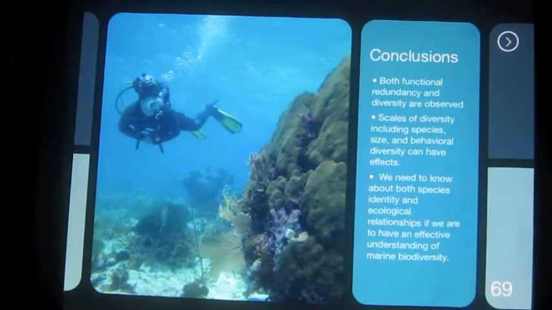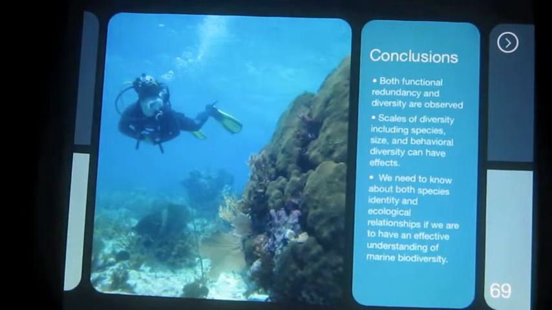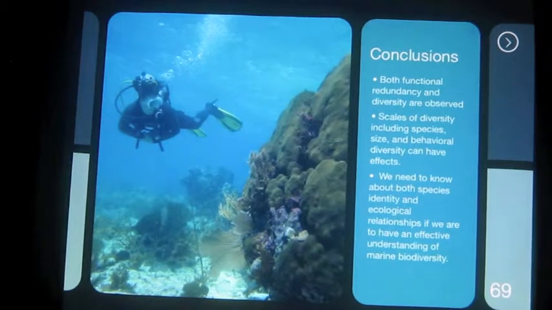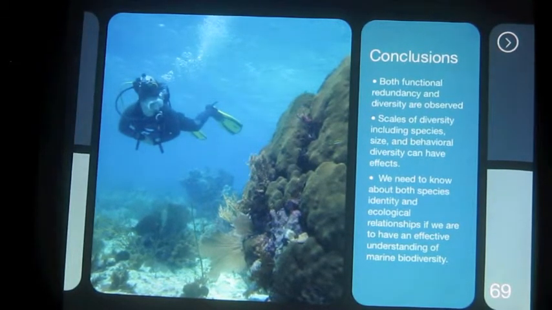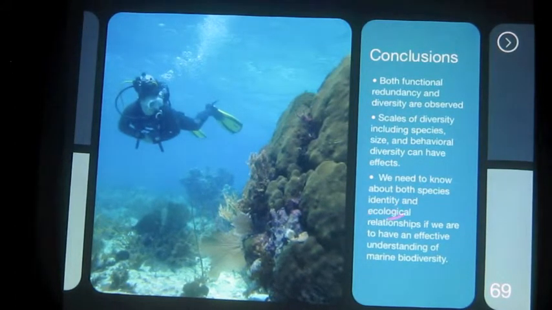So, conclusions. Both functional diversity and redundancy are observed. Scales of diversity, including species, size, behavioral diversity, can have legitimate effects on reef survival. And we need to know more about both species identity and the ecological relationships if we're to have an effective understanding of marine biodiversity.